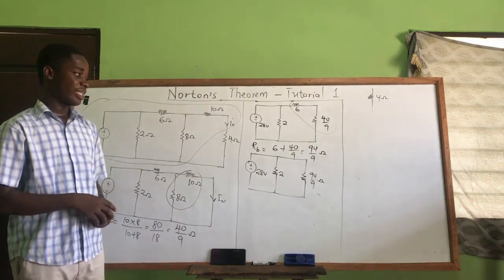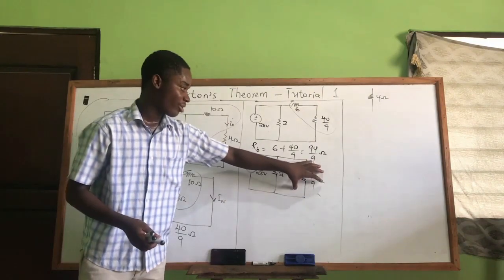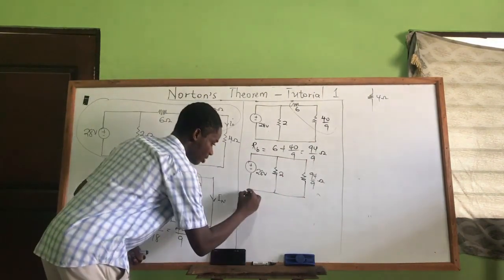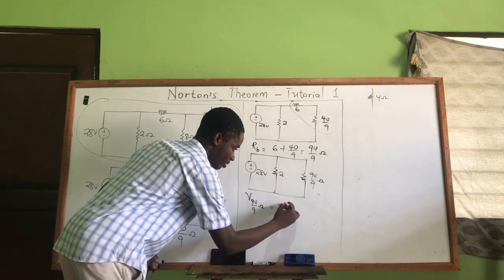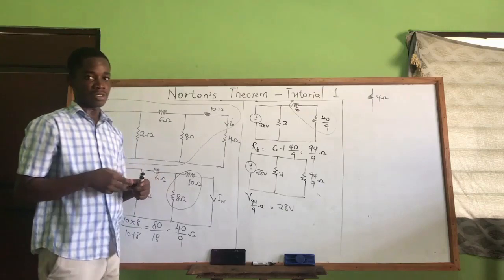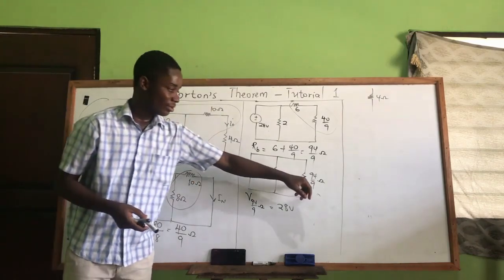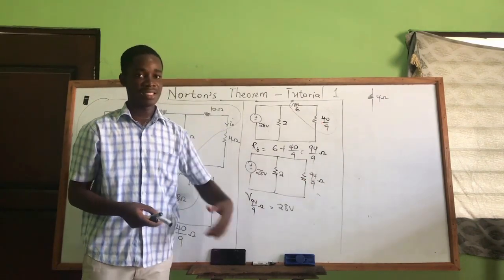So we can use the idea of elements in parallel. So the voltage across the 94/9 is also what? 28 volts. Let's say V of 94/9 ohms is what? 28 volts. So ask yourself, which element did we combine to get this? We combine the source and 40/9 in series.